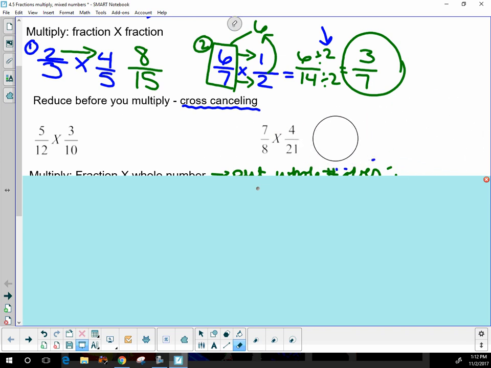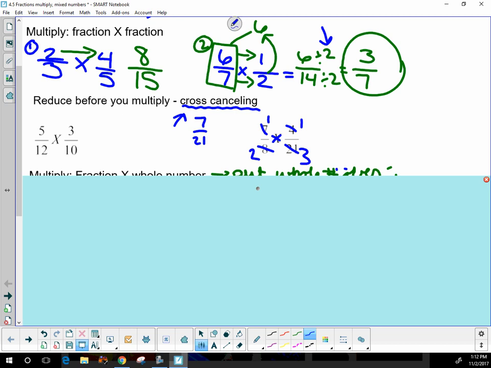So I'm going to do what I think is quite a bit easier. I'm going to cross cancel, and you can see 7 and 21 are across from each other here. Again, if I think about it as 7 over 21, I would reduce that to 1/3. I'm dividing both of those numbers by 7. And 4 and 8 would reduce to 1/2. Wow, that is so much easier than what we just did.